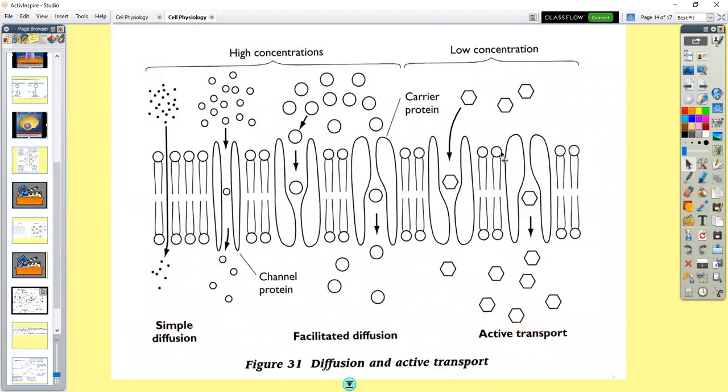Or active transport, you can see that is from a low concentration to a high concentration. Again, it will use a particular type of protein. ATP will be used up for that protein to be able to transport the molecules against the concentration gradient.